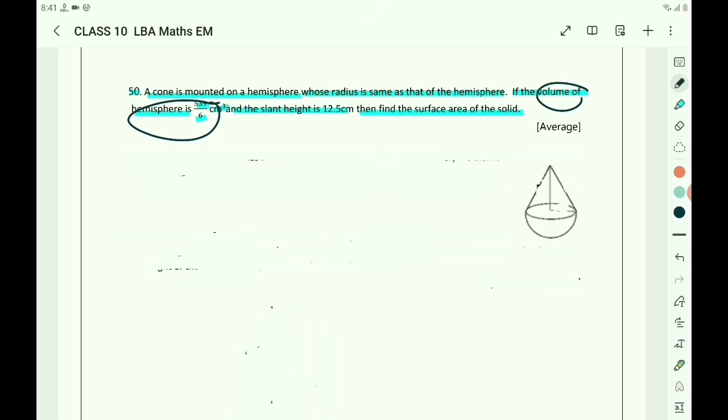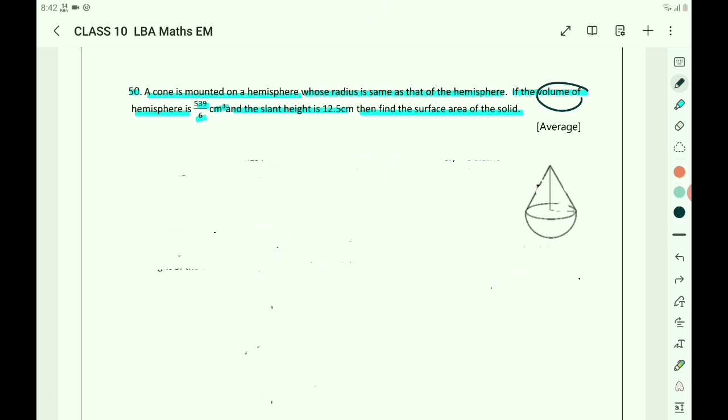Radius is not given. To find the surface area of the solid, you need radius, because the surface area of the solid is the sum of the CSA of the cone plus CSA of hemisphere. For CSA of cone and hemisphere, r is required. To find r, use the volume of the hemisphere. What is the formula for the volume of the hemisphere? Volume of the hemisphere equals 2 by 3 pi r cube. 2 by 3 pi r cube is equal to 539 by 6, and find radius.